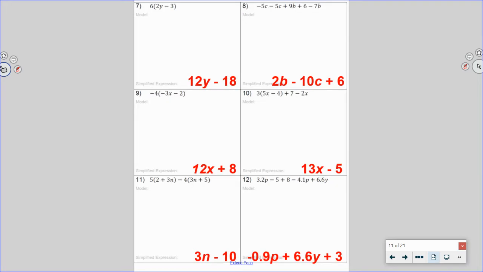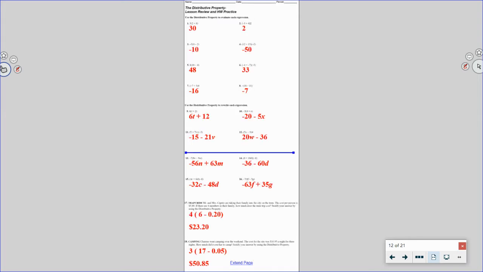And check your answers on the back side. Press pause and come on back. And onward to Fridays. Press pause, check your answers from Friday's worksheet, the distributive property lesson review and homework practice.